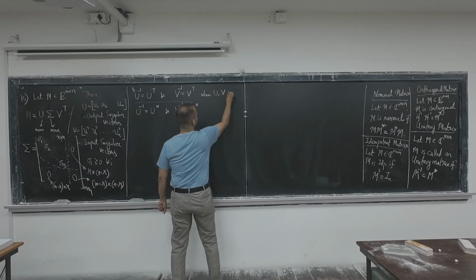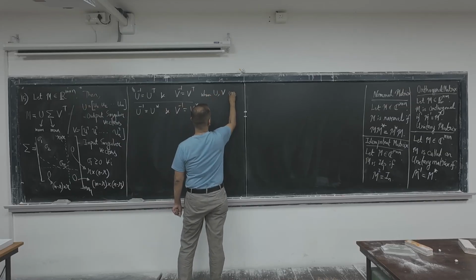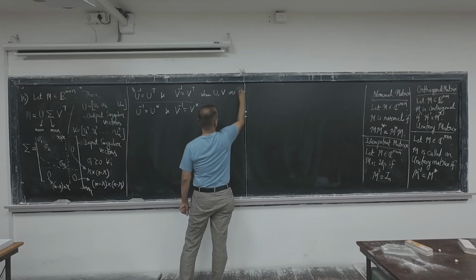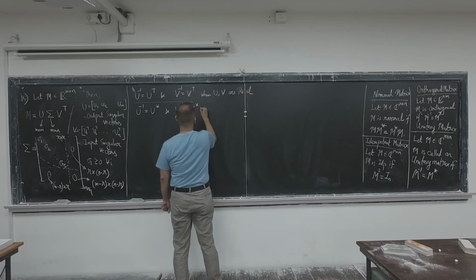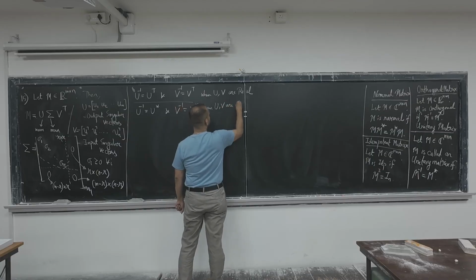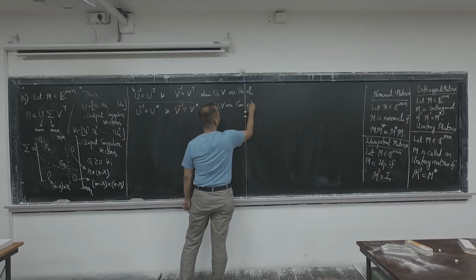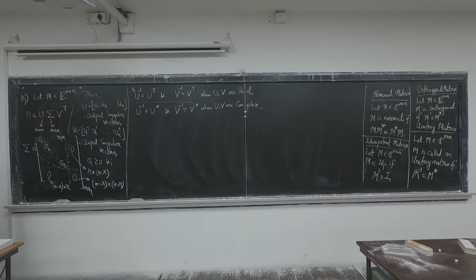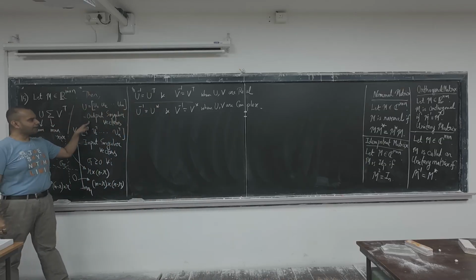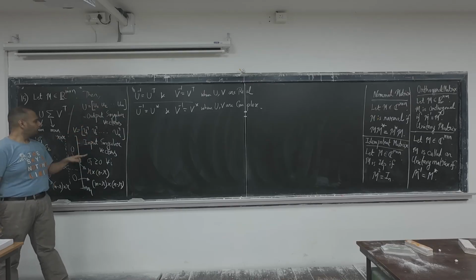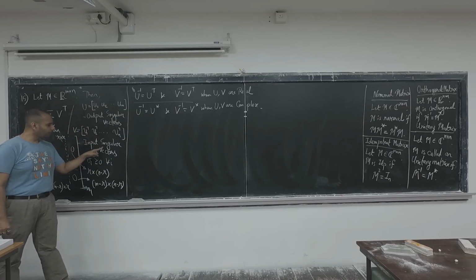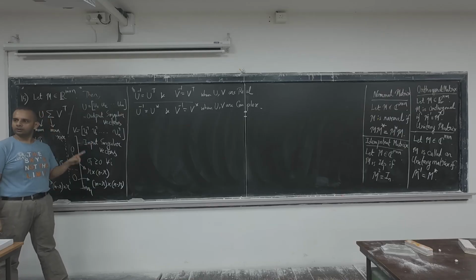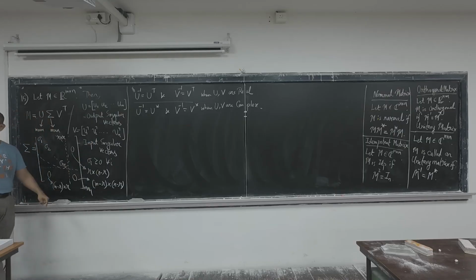When real, when complex. U is called the left singular vector or output singular vector. V is called the right singular vector or input singular vector. Okay.